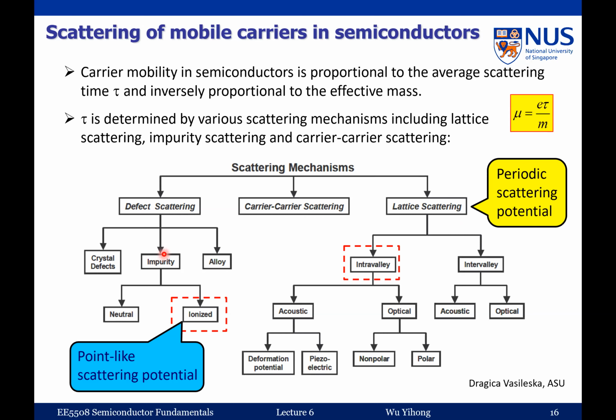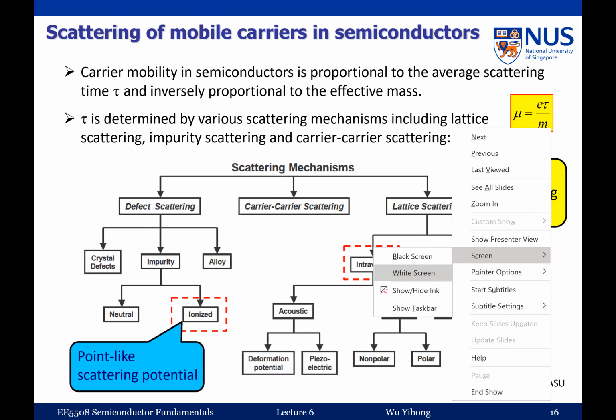For defect scattering, the most important one is point defects, basically ionized donors or ionized acceptors. This is called a point-like scattering potential. So why is this important? Let me try to explain this by using the whiteboard again. Let me go to the whiteboard.